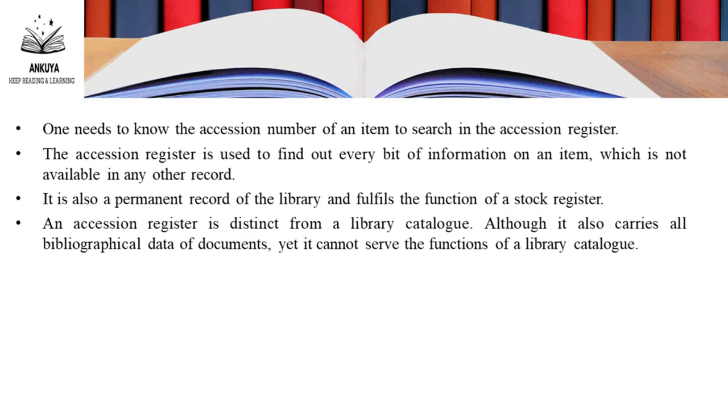The accession register is used to find out every bit of information on an item, which is not available in any other record. It is also a permanent record of the library and fulfills the function of a stock register. An accession register is distinct from a library catalog. Although it also carries all bibliographical data of documents, yet it cannot serve the functions of a library catalog.